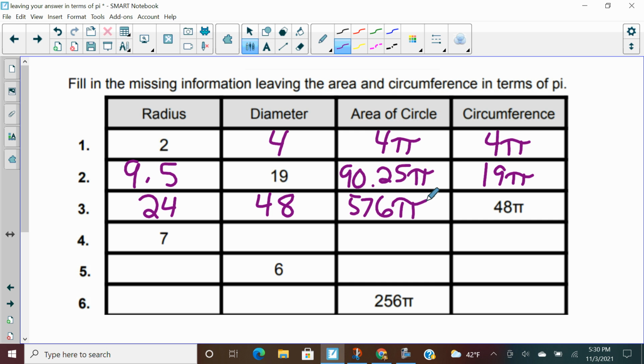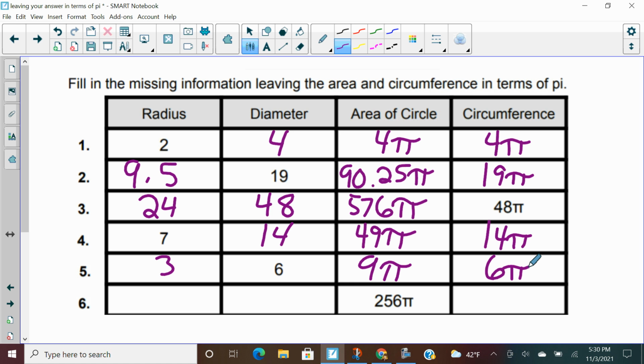The next one, I have a radius of 7, so my diameter is 14. I know that 7 times 7 is 49, so my area is going to be 49 pi. And my circumference is going to be 14 pi, because I know the diameter. The next problem, I know that the diameter is 6, so the radius is 3. 3 times 3 is 9, so I get 9 pi. And then circumference is 6 pi.